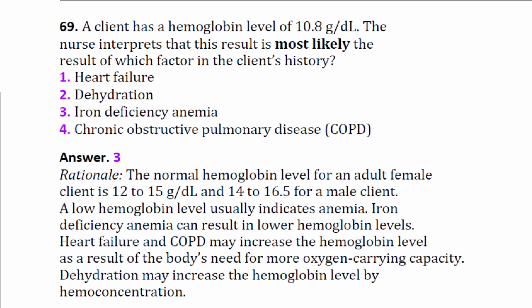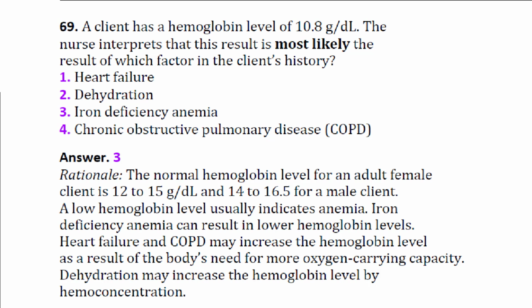69. A client has a hemoglobin level of 10.8 grams/dL. The nurse interprets that this result is most likely the result of which factor in the client's history? 1. Heart failure. 2. Dehydration. 3. Iron deficiency anemia. 4. Chronic obstructive pulmonary disease, COPD.